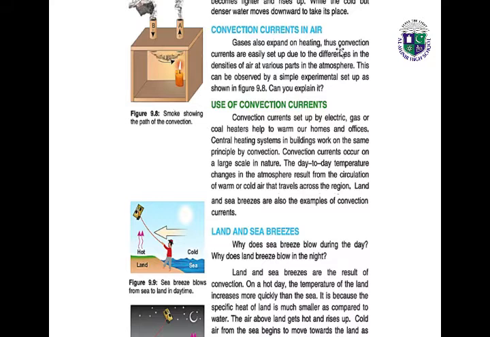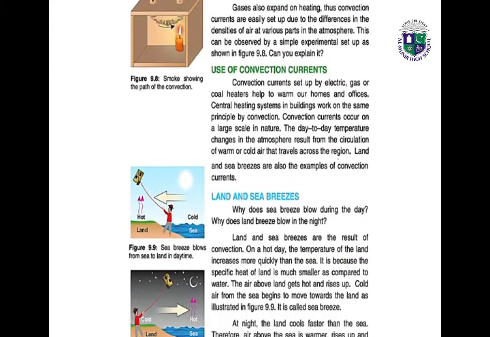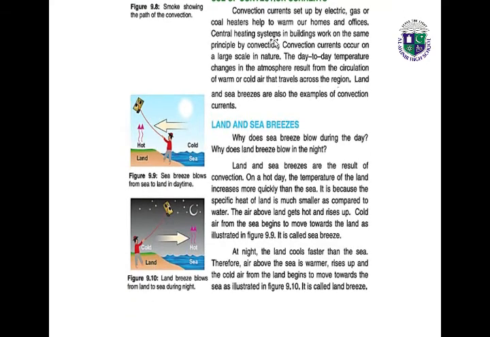Gases also expand on heating, thus convection currents are easily set up due to differences in the densities of air at various parts in the atmosphere. What are the uses? Convection currents set up by electric, gas or coal heaters help to warm our homes and offices. Central heating systems in buildings work on the same principle of convection. Convection currents occur on a very large scale in nature. The day-to-day temperature changes in the atmosphere result from the circulation of warm or cold air that travels across the region.